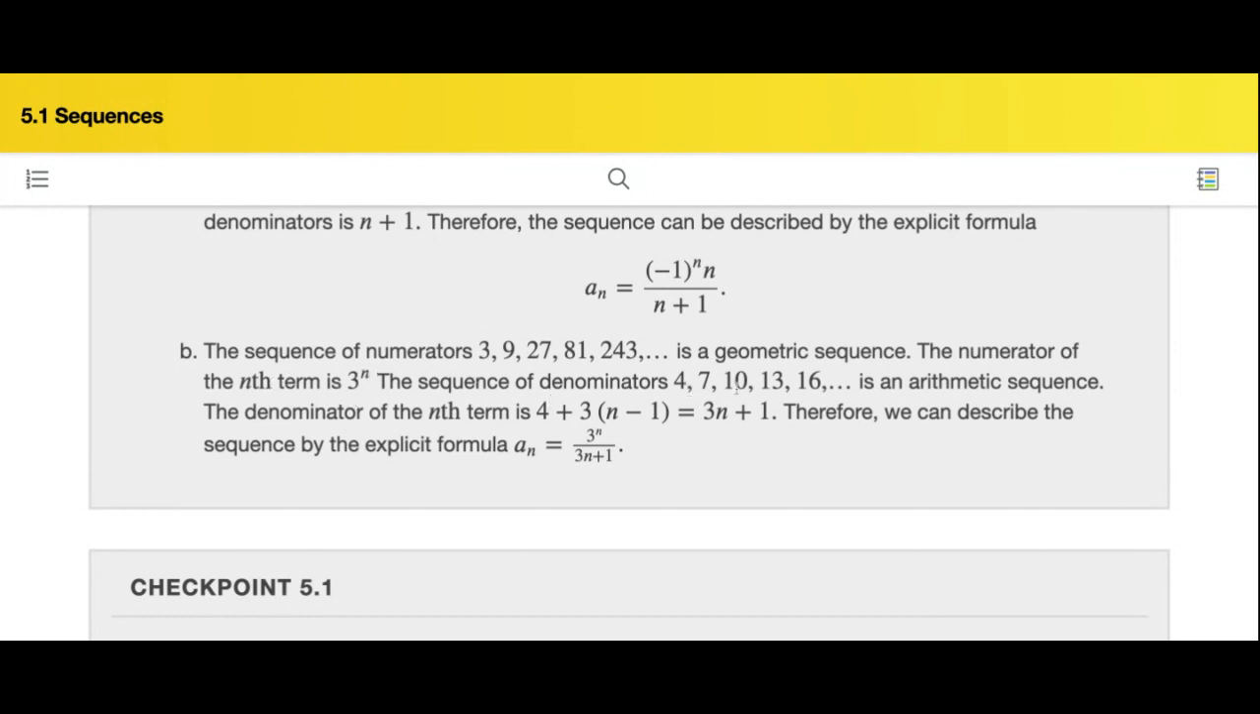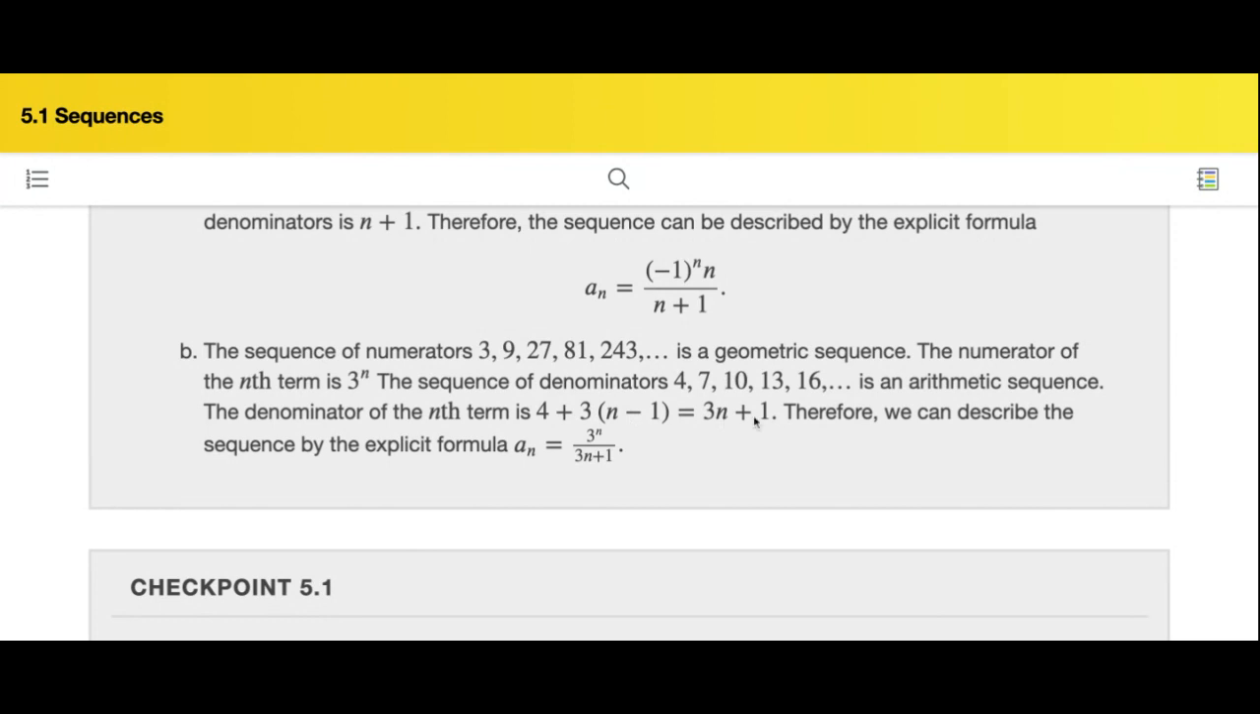The denominator is 4, 7, 10, 13, 16. The difference is: 4 to 7 add 3, 7 to 10 add 3, 10 to 13 add 3. So the denominator is an arithmetic sequence. The first one is 4, so 4 plus 3 times n minus 1, right? The second one is 4 plus 1 of 3. The third one is 4 plus 2 of 3, and so on and so forth. So we simplify that: 4 plus 3n minus 3, that's just 3n plus 1.